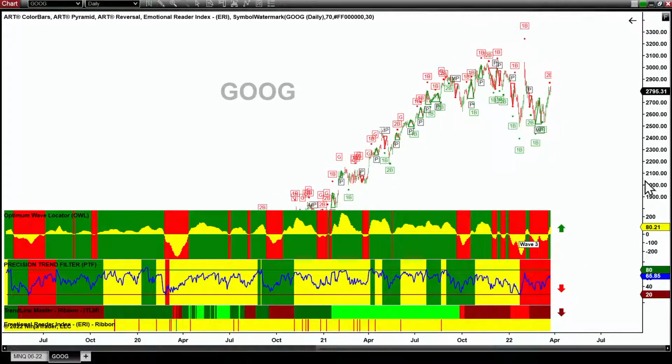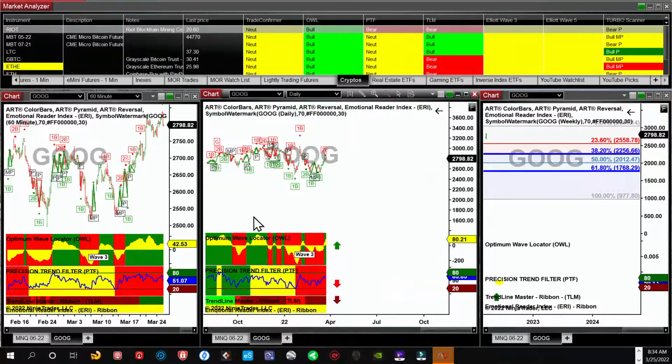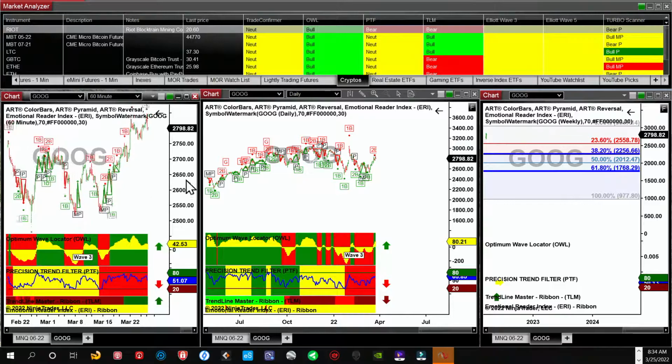All right, so this is a daily chart, and what stands out to me is the red PTF, indicating more lows before more highs. So chances are we're in wave 4 that's not finished yet. So no long position on this. And you can see we even have a red PTF on the 60.